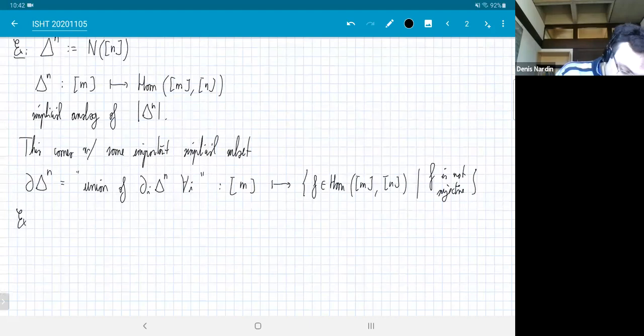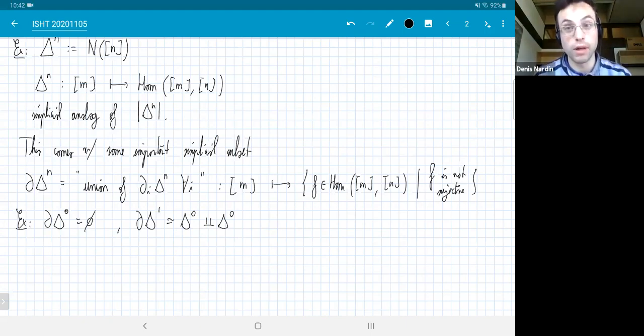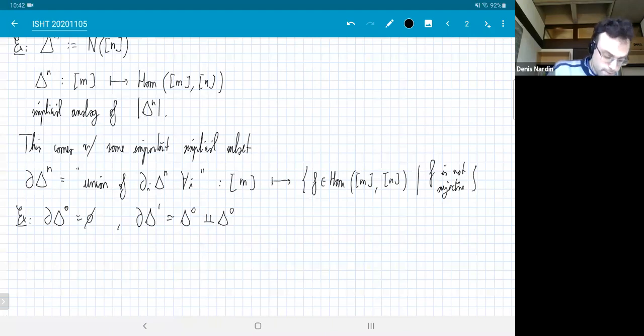So for example, you can think of the boundary of delta 0 is empty because every map to a one-point set is surjective. And the boundary of delta 1 is the union of 2 points. It's isomorphic to the union of 2 delta zeros, because every map that's not surjective is either the constant map at 0 or the constant map at 1, and nothing else. Okay? Okay, that's one important example.